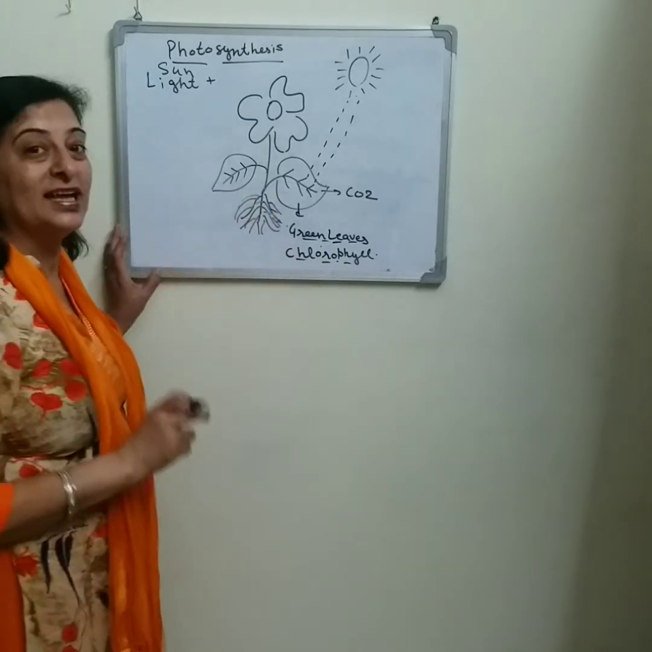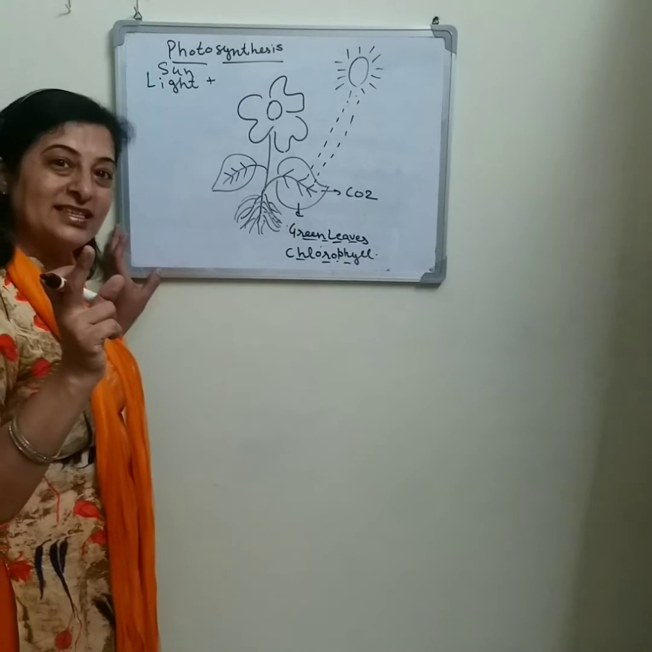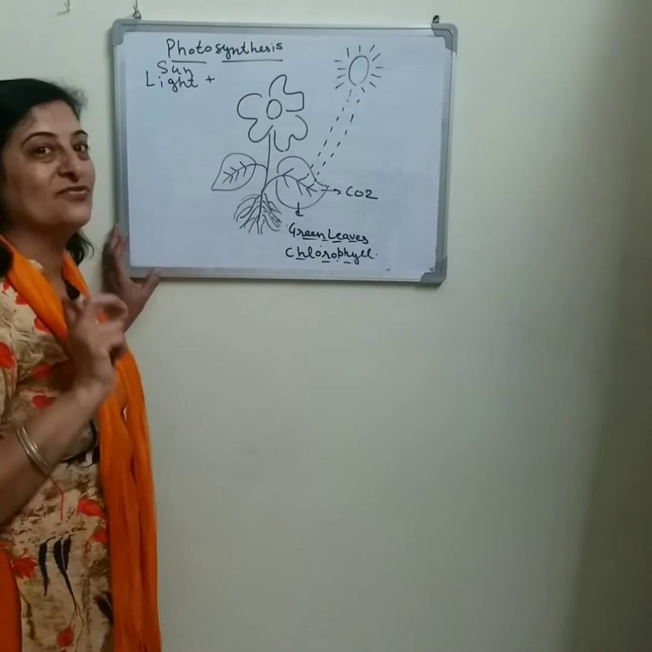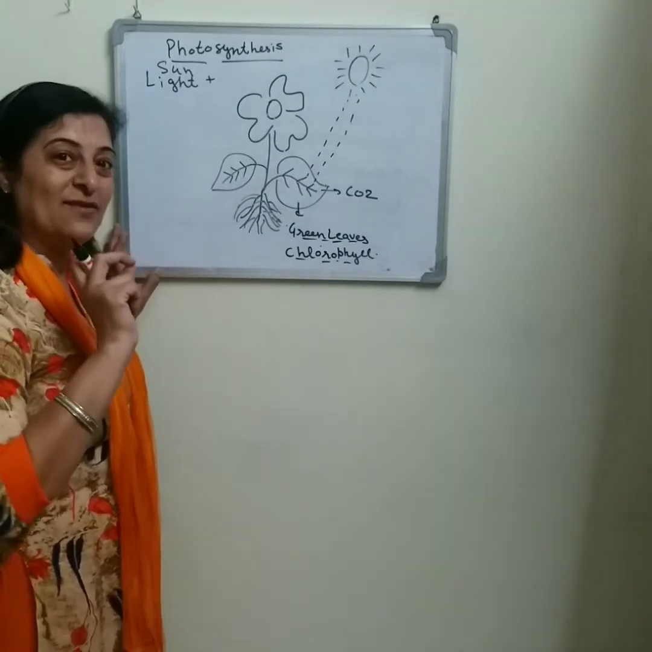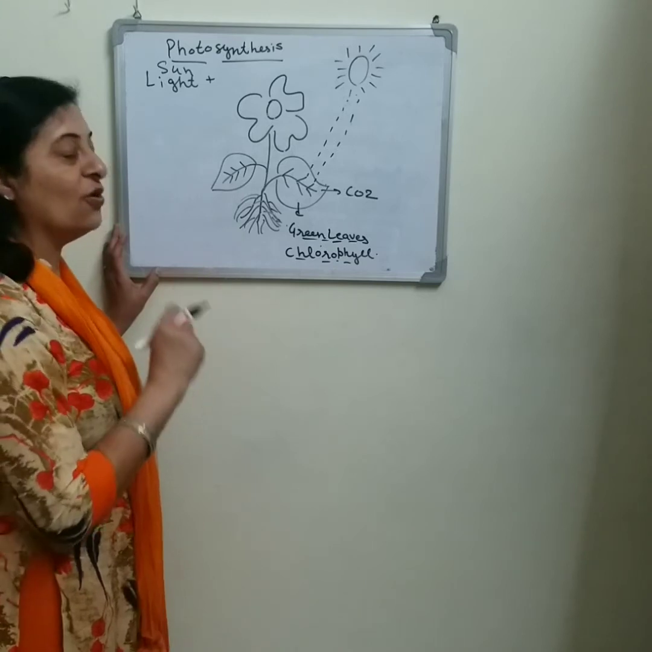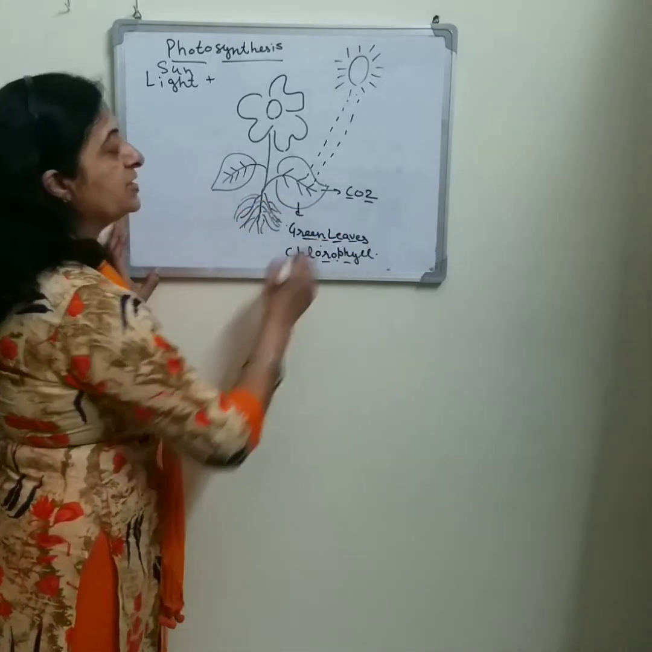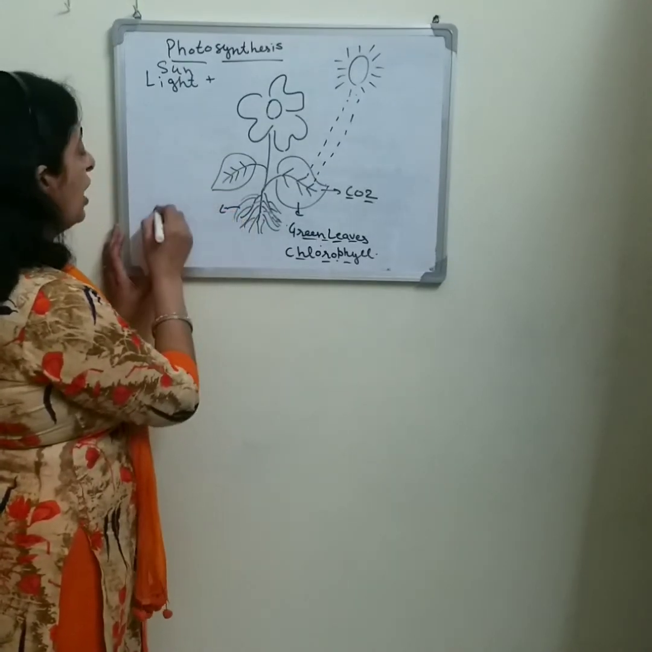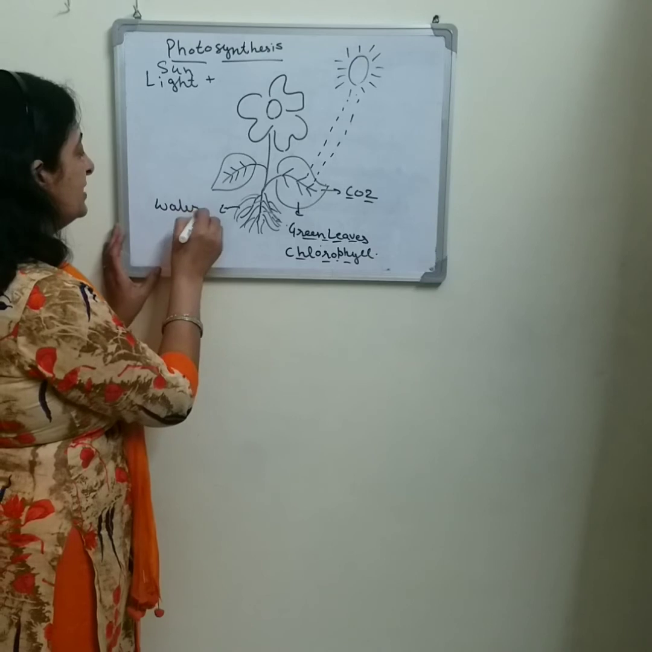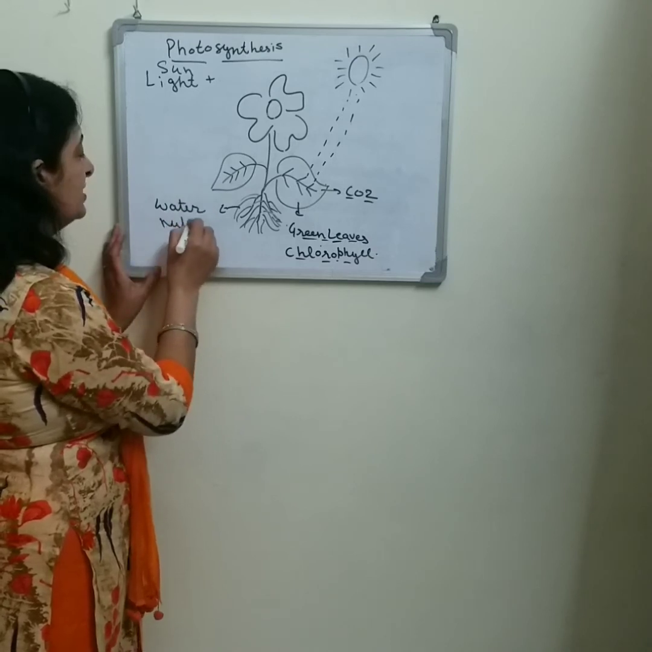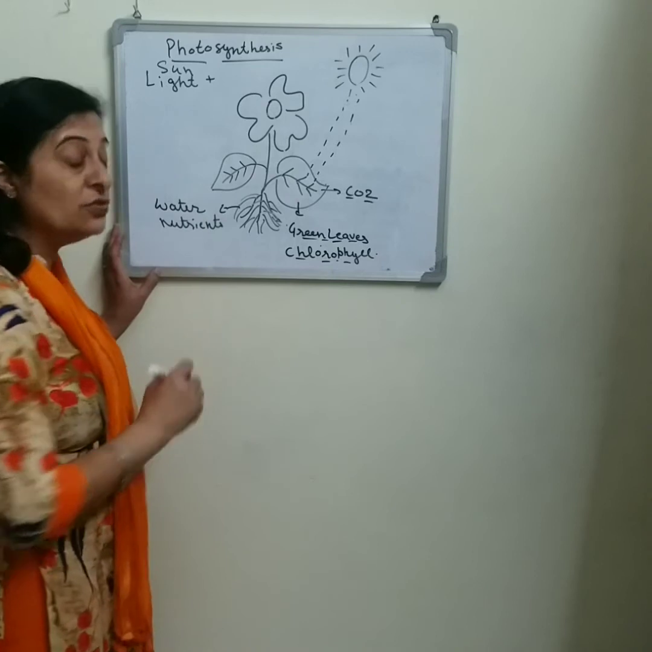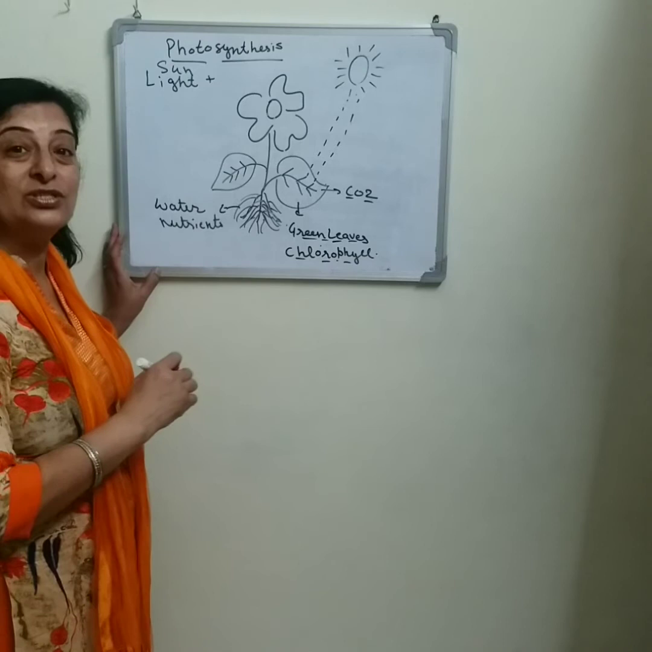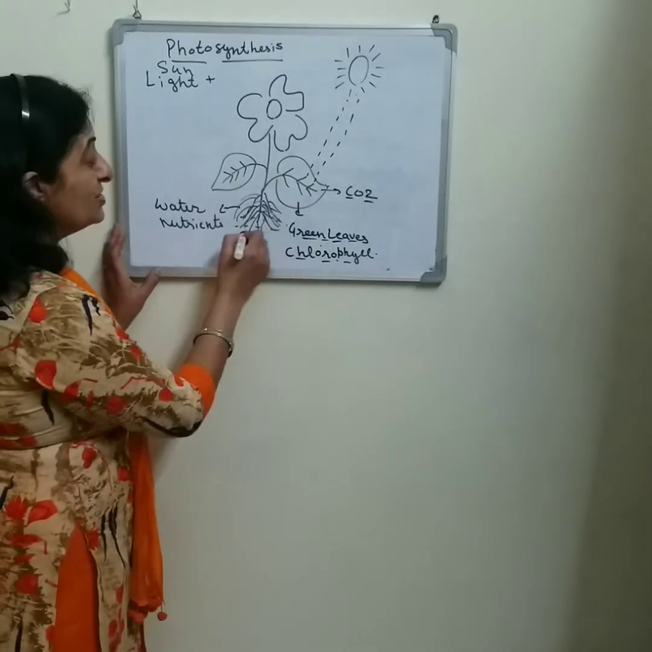with the help of the stomata. Do you know what stomata are? Stomata are tiny pores on the lower surface of the leaf, which help in the exchange of gases. Now, along with carbon dioxide, leaves also need water and nutrients. These water and nutrients are absorbed by the roots of a plant from the soil.